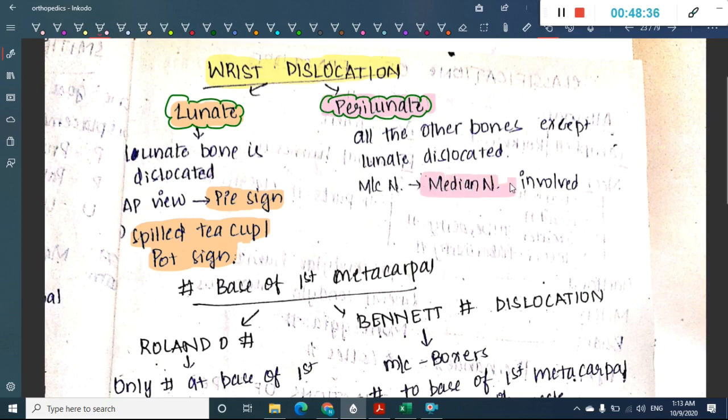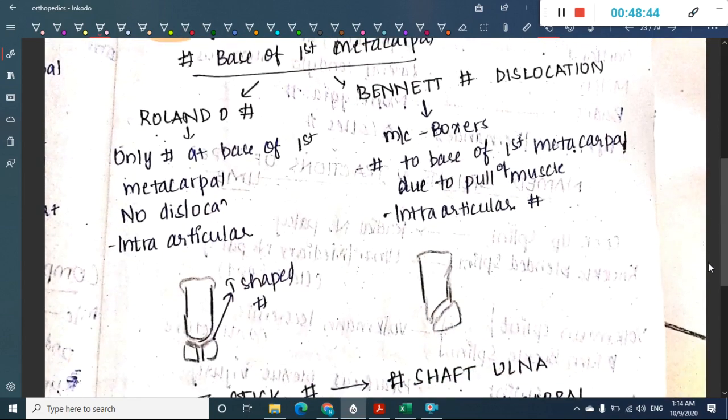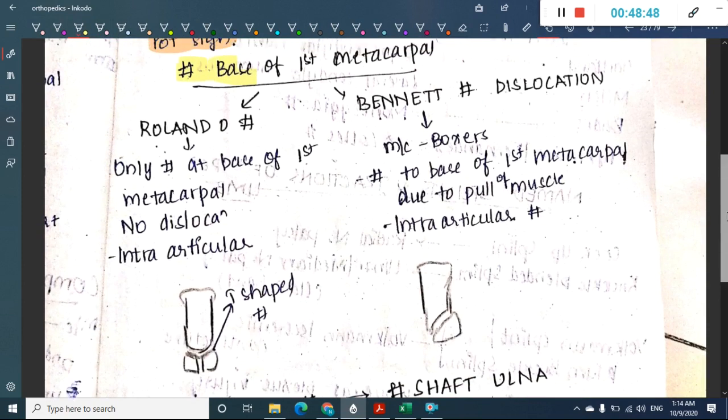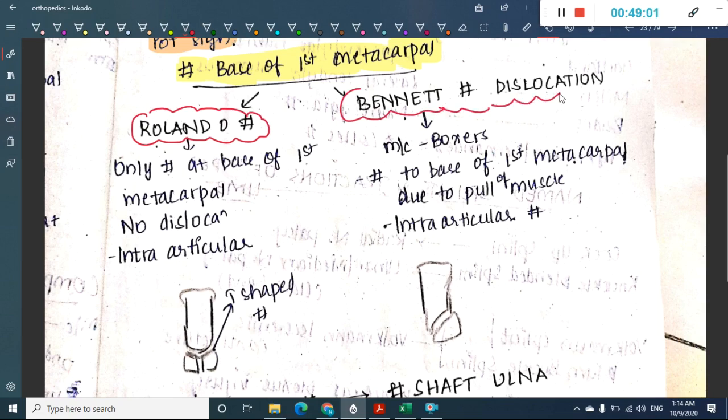What is the most common nerve involved here? Here, the median nerve is the most common nerve involved in this wrist dislocation. Okay, next, if you see, we have fracture of the base of the first metacarpal. The fracture of the base of the first metacarpal can be divided into two types. One, we have Rolando's fracture. Second type, we have Bennett fracture dislocation.